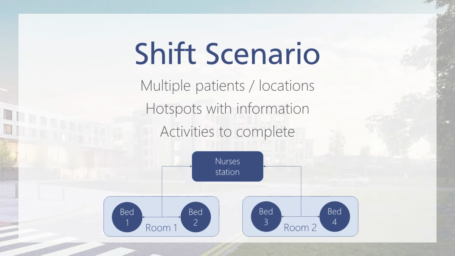In a standard shift scenario, students would go and visit each patient and undertake the activities. For example, in this diagram, a student may start at a nurse's station, which has a hotspot on the computer and a list of patients showing all the relevant information about them, and they can then visit the patients in their beds, returning at any time to recheck the computer and the information.